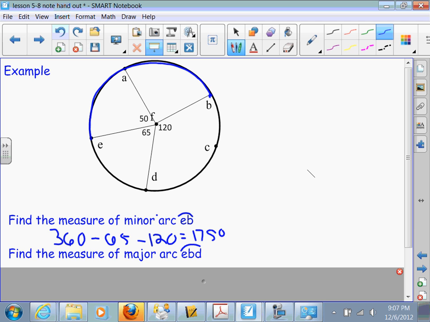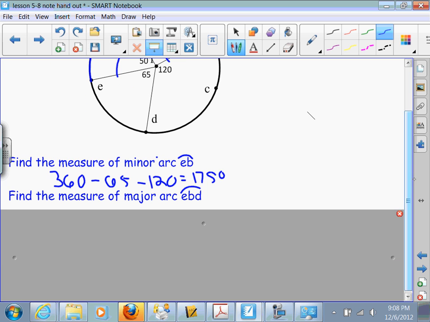Now think about that. If this whole thing here is 175 degrees, what does that make this small arc, minor arc AB? Well, I would take 175 minus 50, and this one here is 125 degrees. Now we know everything about this circle. So let's go through and find out some more answers here.